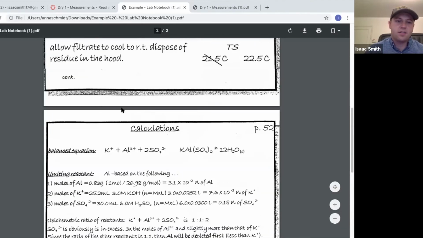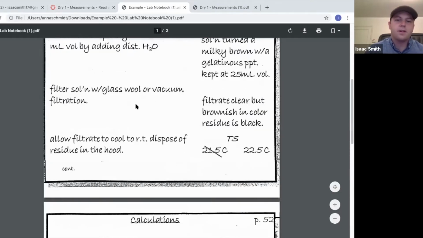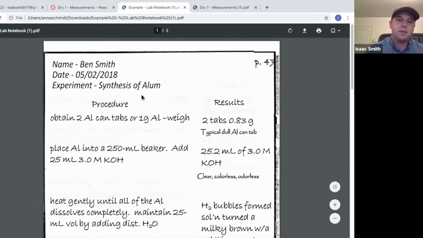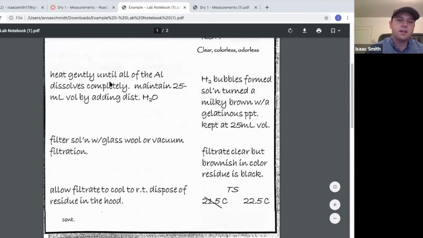And so you can see that's just a page. There's only like 5 things here, right? And this one is actually a pretty long lab. So he just put the high points, the important parts of the procedure, and then what happened at that step.